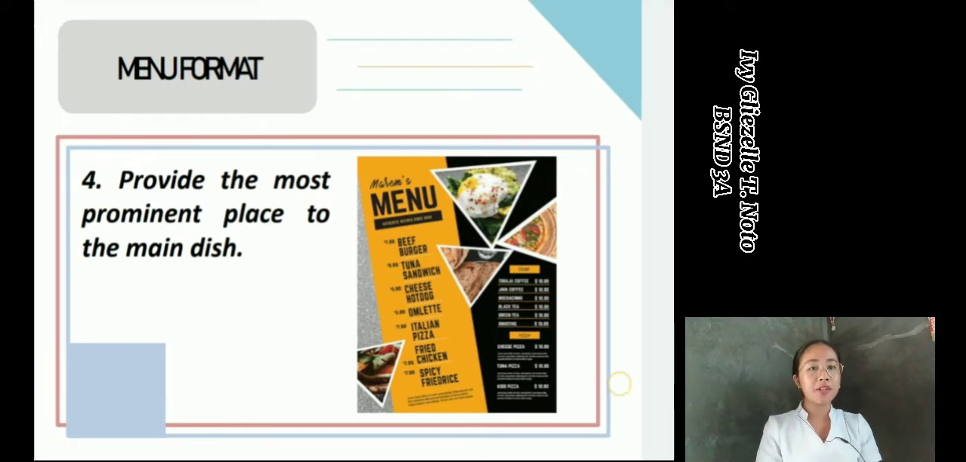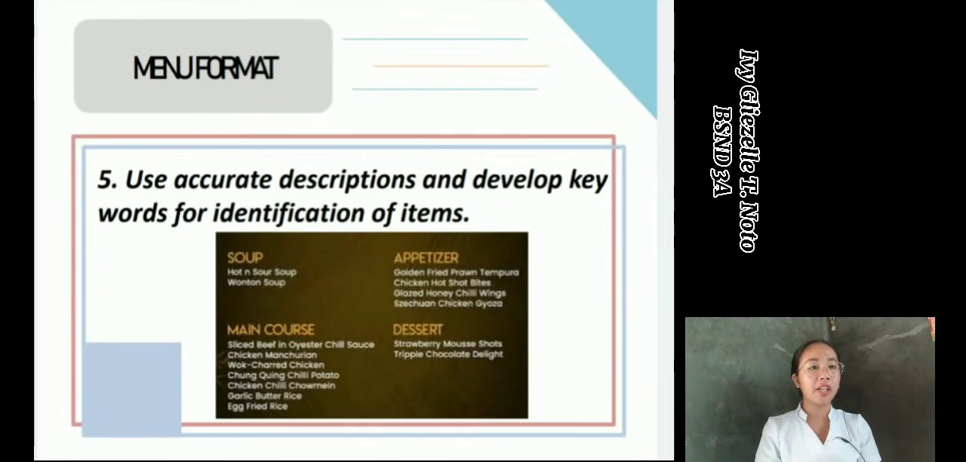Fifth, use accurate descriptions and develop keywords for identification of items. So use adjectives denoting temperature such as chilled, iced, sizzling, hot, etc. We can also include the texture and the color. Also, the shape if it is whole or diced, and if necessary, indicate the method of preparation such as baked, broiled, grilled, sautéed, fried, and many more. So an example from the picture is egg fried rice. So they describe the dish as fried.